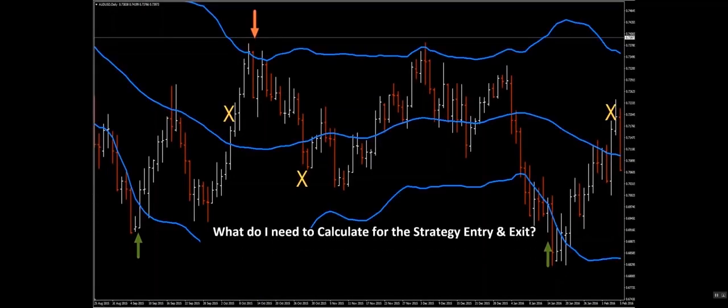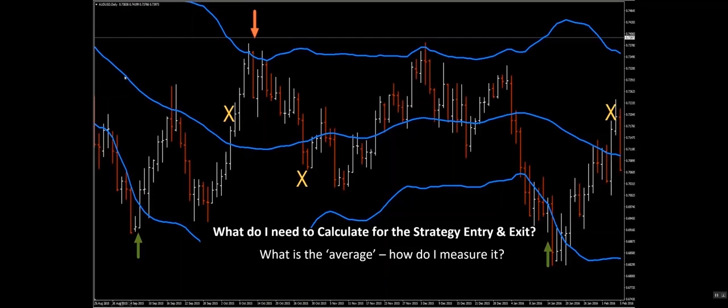Alright, so we're there already. What do I need to calculate for this strategy, entry and exit? Well, first off, I want to find out what is the average or the mean in mean reversion. How do I measure it? Well, I already sort of talked about that. The average is, in this case, what we're going to use is a moving average.